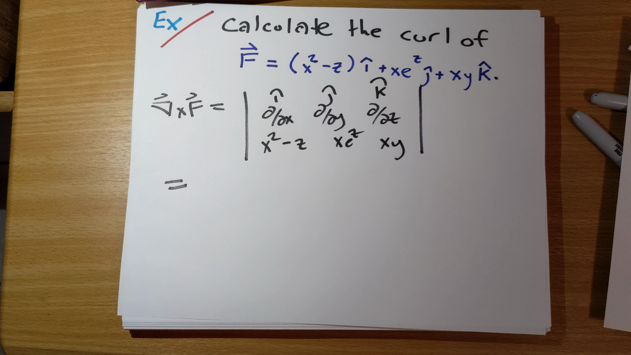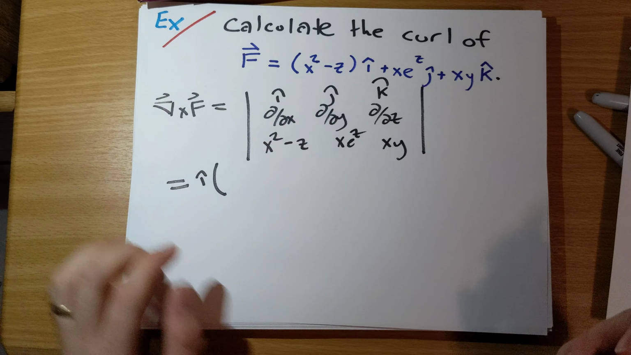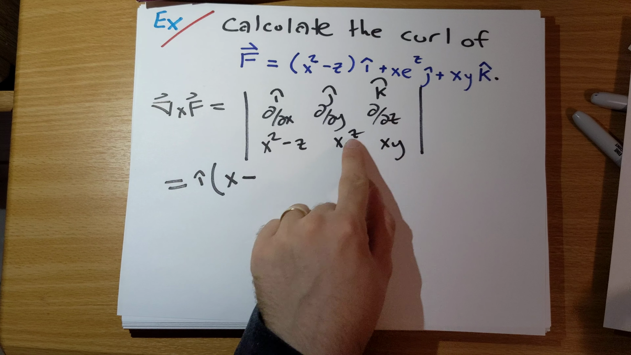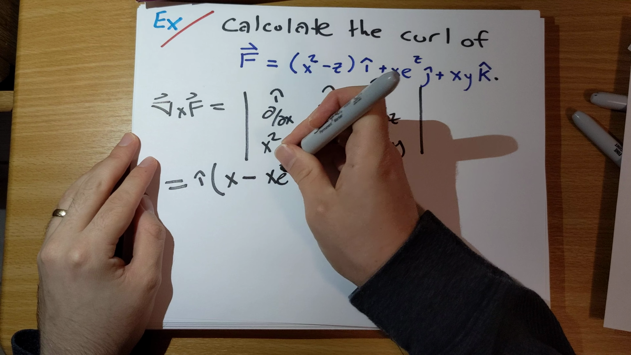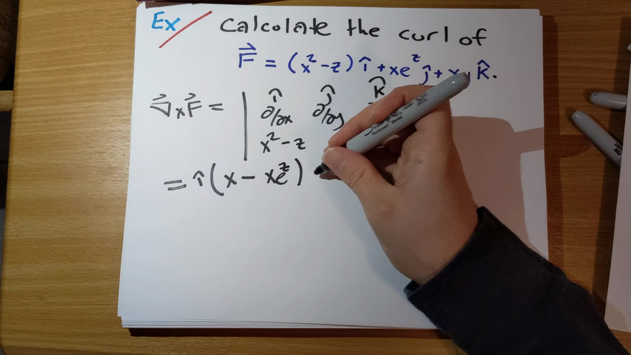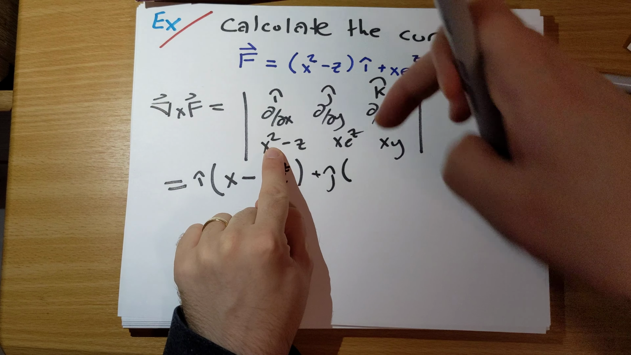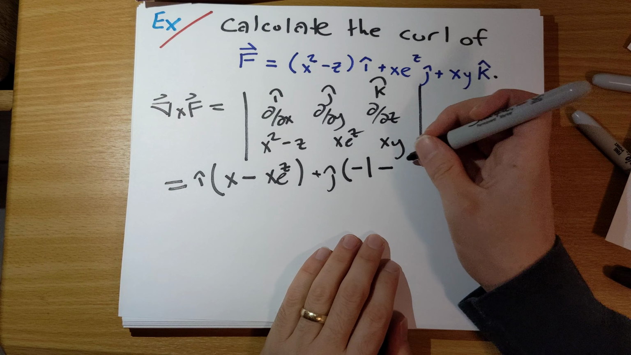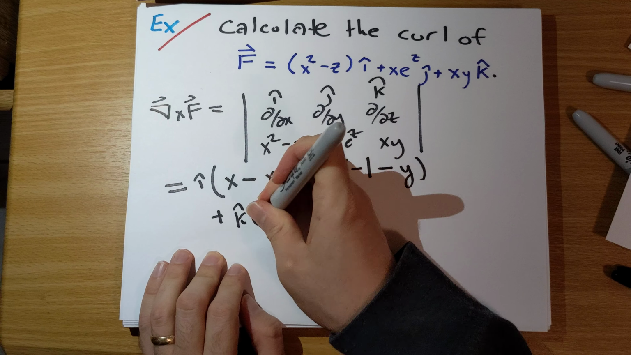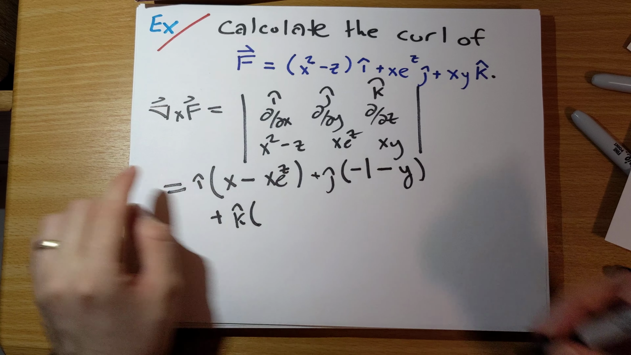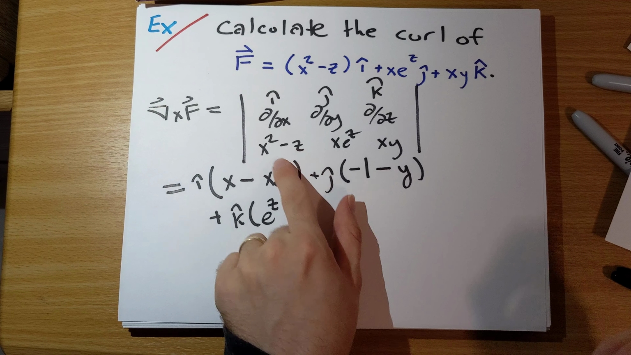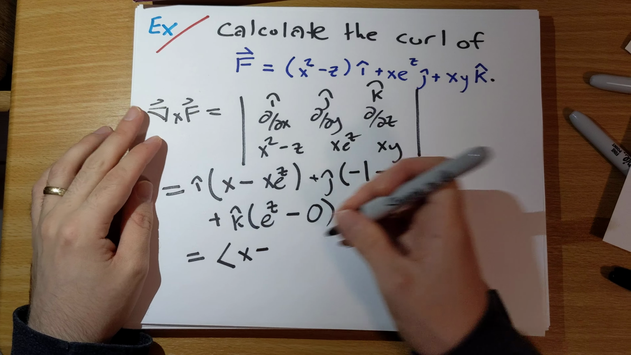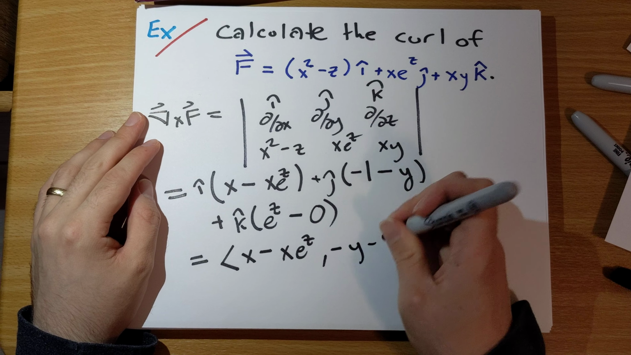Okay, what do we have here? We end up with i hat times the partial derivative with respect to y of xy, that's x, minus the partial derivative with respect to z of x e to the z, that's x e to the z. Then for our j hat terms, it's going to be the partial derivative with respect to z of x squared minus z, that's minus 1, minus the partial derivative with respect to x of xy, that's y, plus k hat times the partial derivative with respect to x of x e to the z, that's e to the z, minus the partial derivative with respect to y of this right here, that's 0. So in bracket notation, our curl here is ⟨x minus x e to the z, negative y minus 1, e to the z⟩.